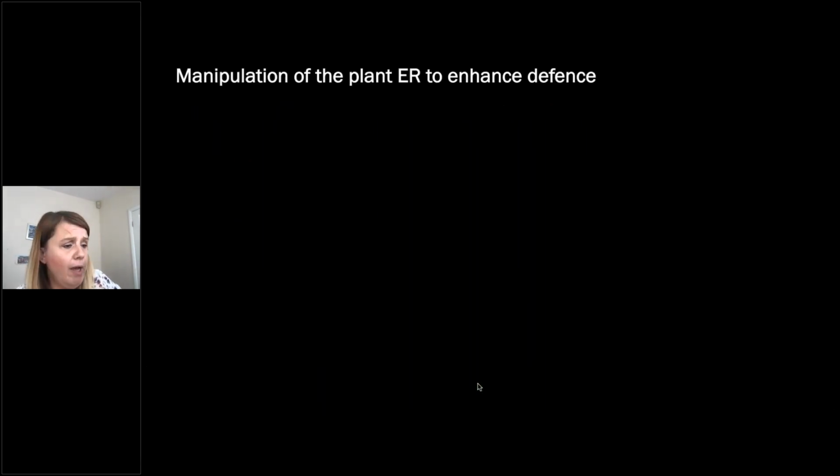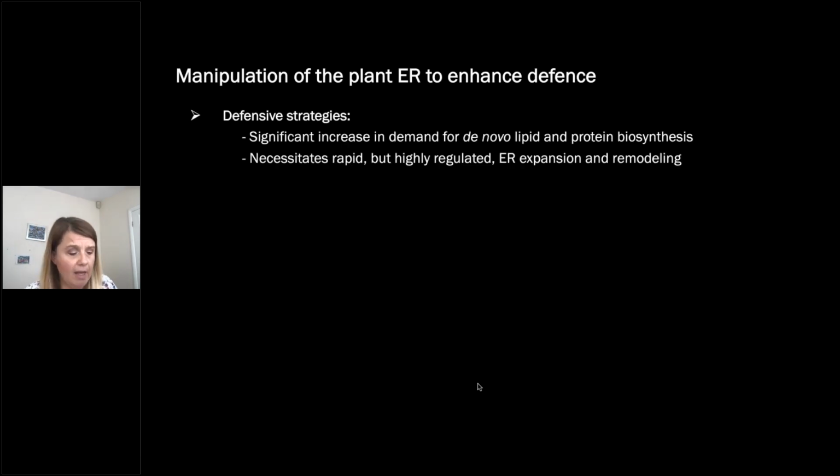Okay, so my current work is actually looking at the role of the endoplasmic reticulum during plant immunity, and more specifically asking if we can manipulate the morphology of the plant ER to enhance the plant's defense response. And to do this, I'm taking a two-pronged approach. So I've got 2 major objectives.